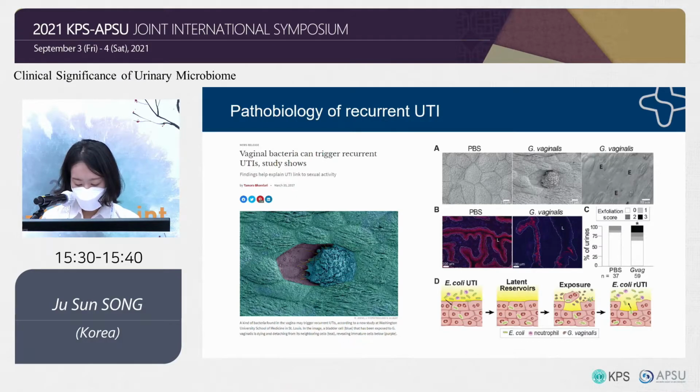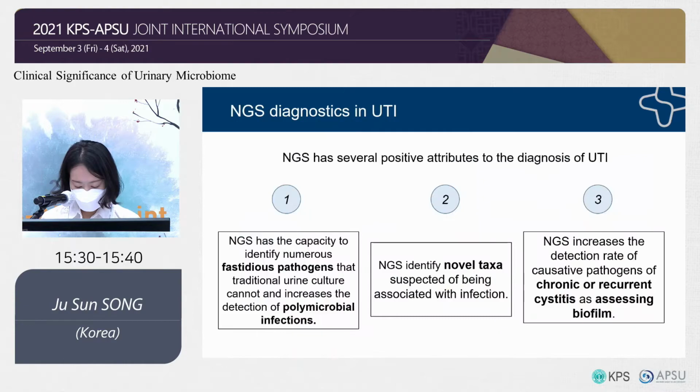So, if Gardnerella vaginalis is detected in the urine of individuals with cystitis symptoms, it should be considered. However, Gardnerella vaginalis is a fastidious bacterium and difficult to grow in culture, but urine microbiome analysis can detect it well. To sum up, the NGS test has several positive attributes for the diagnosis of UTI and is currently considered to be at the forefront of UTI diagnostics.